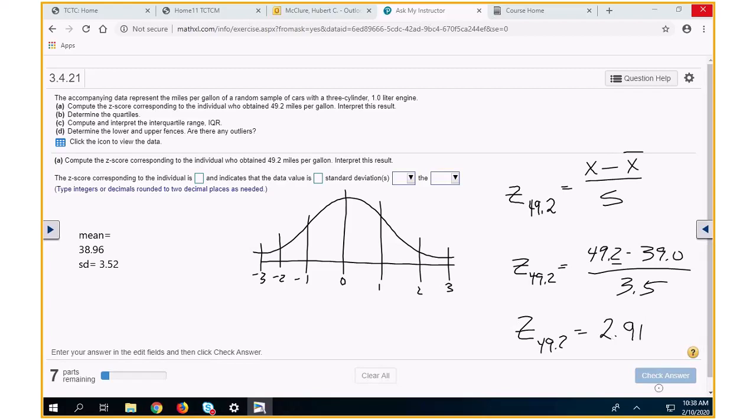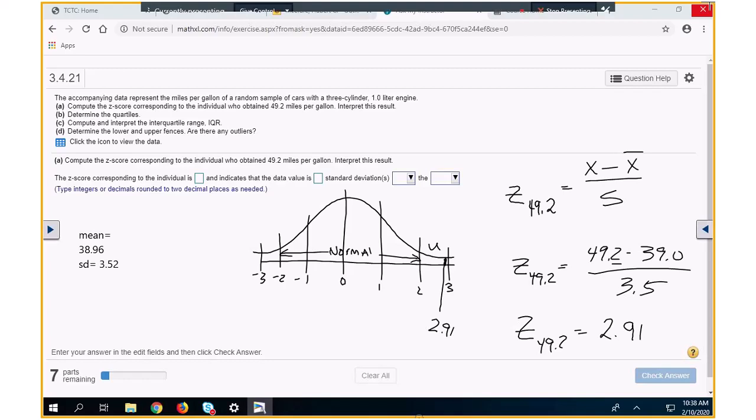So 2.91 is right in here, right? Well, what can you tell me about that z-score? It's unusual. Good job. So you need to put that in there. If it asks you that, I don't know if it's going to ask you that. Then it says interquartile range. Well, that's the 5-number summary. So we'll have to go back and find that.